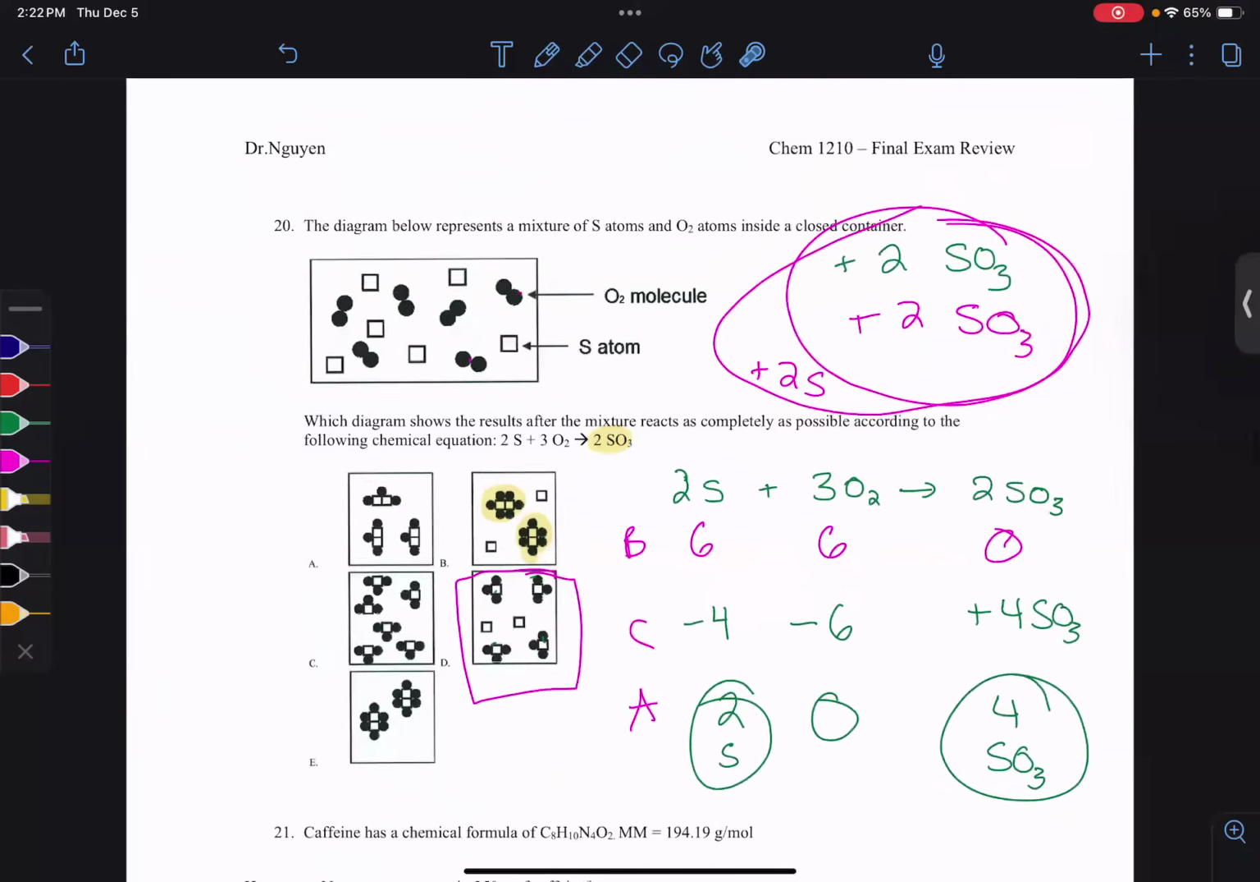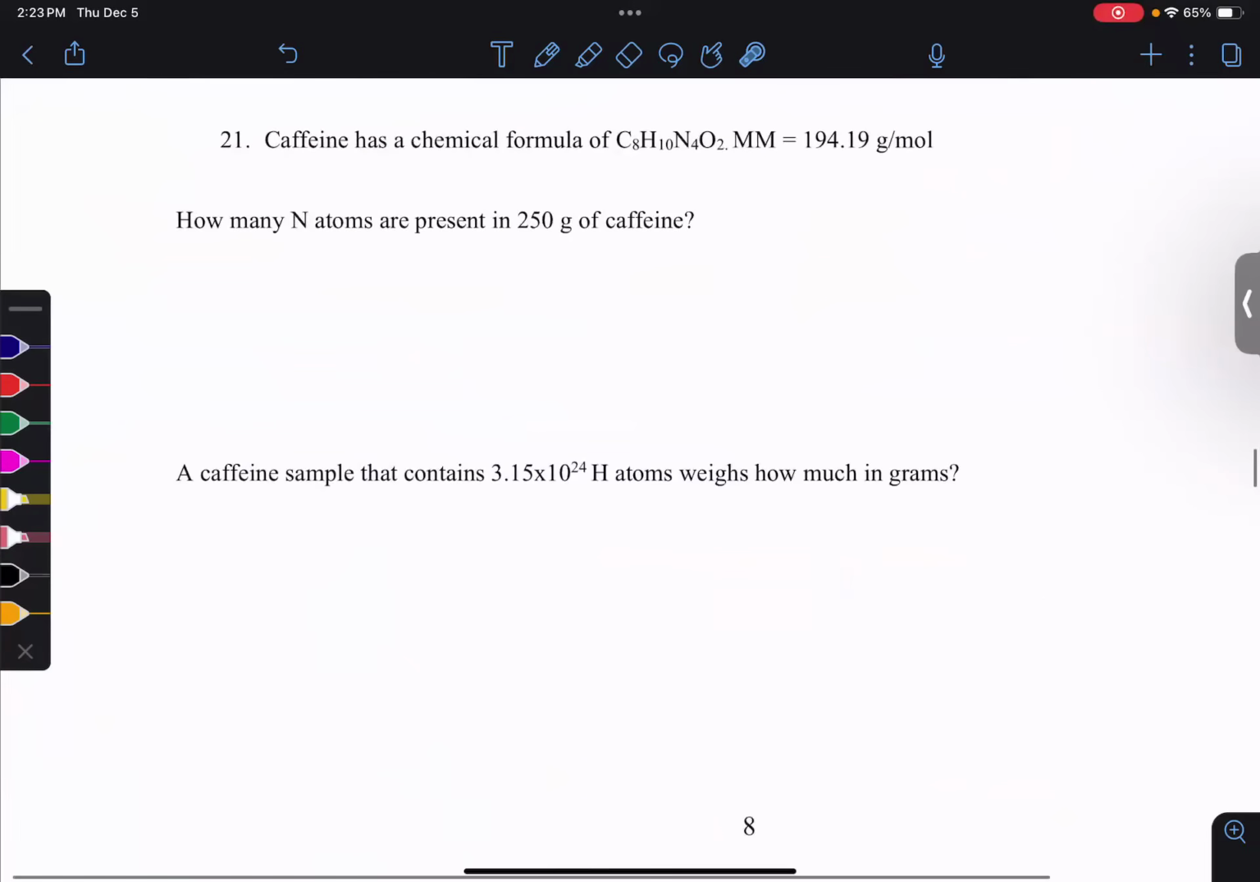Okay, so yeah, we're just going in order. So that's 20. All right, 21. Here's caffeine, here's the formula, here's its molar mass. Okay, so this is just molar mass stuff. So how many nitrogen atoms are present in a 250-gram sample of caffeine? So our strategy here is to use molar mass and Avogadro's number and the chemical formula where necessary. So notice we are given the gram amount of caffeine. So when I choose a molar mass, I want to use the molar mass of caffeine because I'm starting with the gram amount of caffeine.